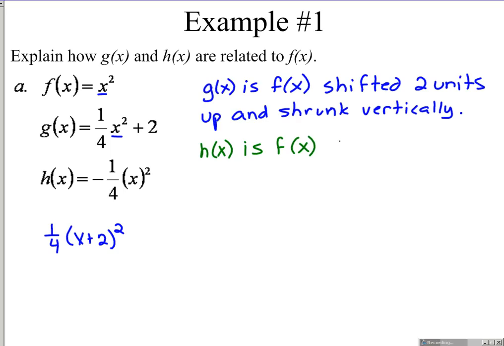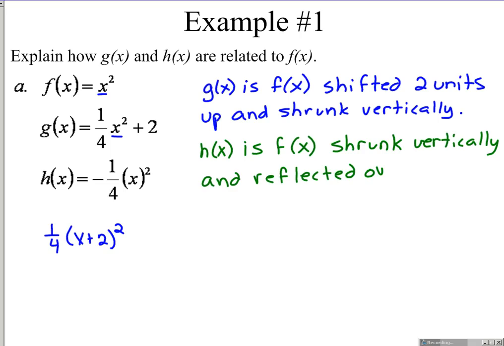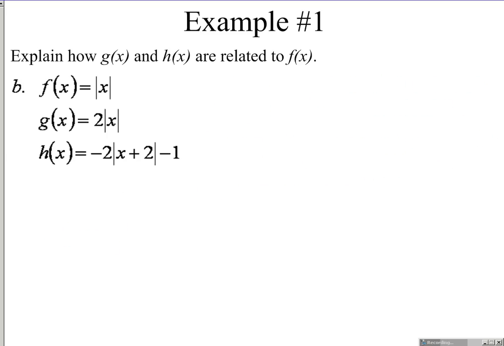So h of x is f of x shrunk vertically and reflected over the x-axis. So that's exactly what I want to see in the homework too. You don't need to graph things. If you want to check the graphs on your calculator to make sure your descriptions are correct, it would not be a bad idea. But I do not need to see the graphs. I want to see the written descriptions just like we did here.